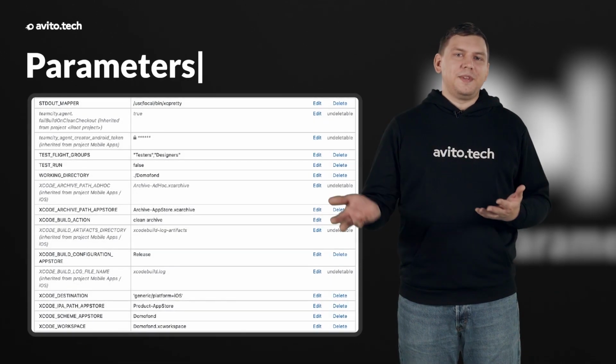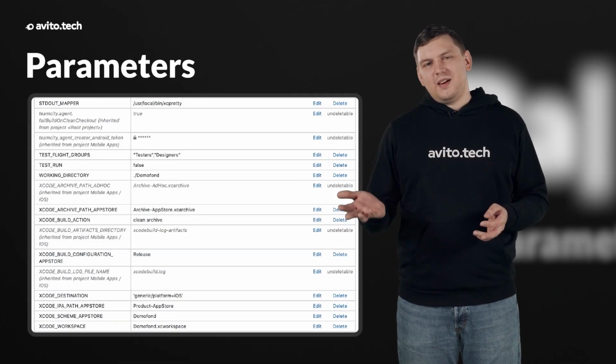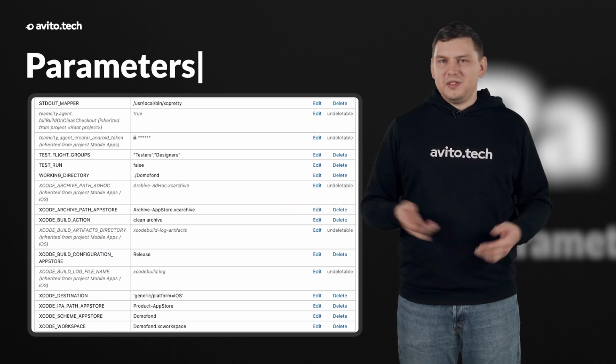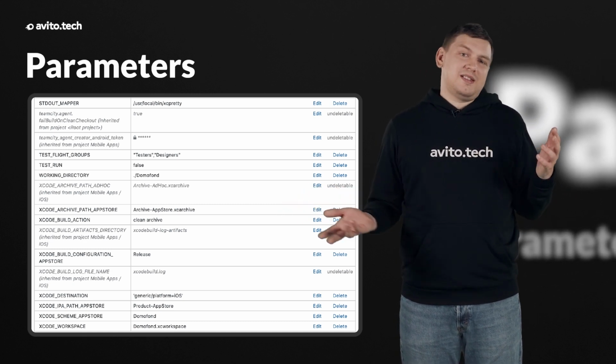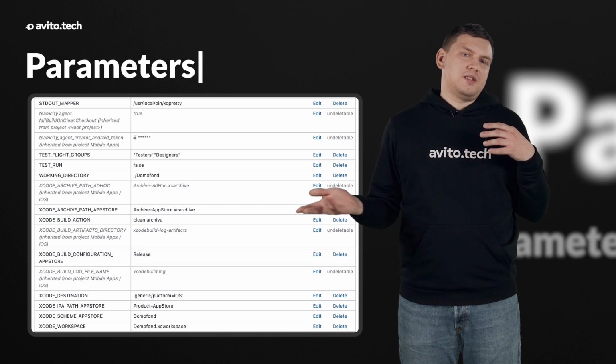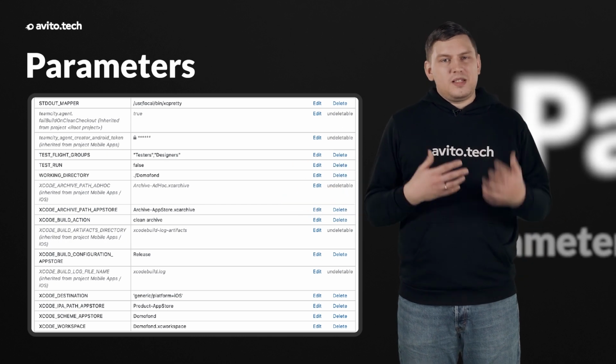Next thing, parameters. You can consider them as an argument list to your build steps. Usually you put there some passwords, usernames, secrets, but sometimes you can also put additional things.